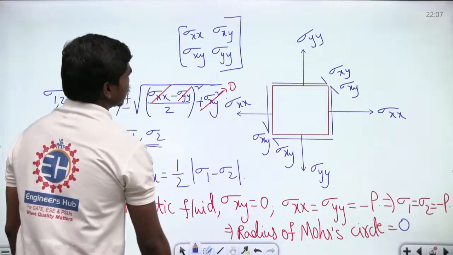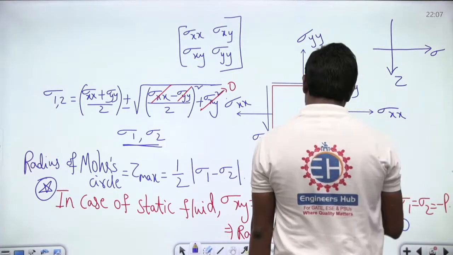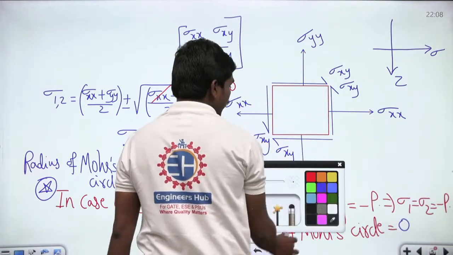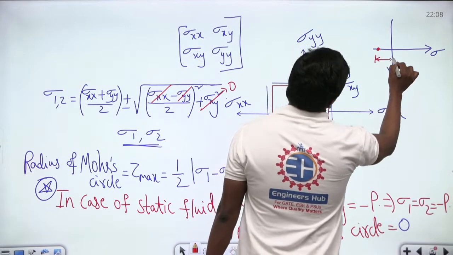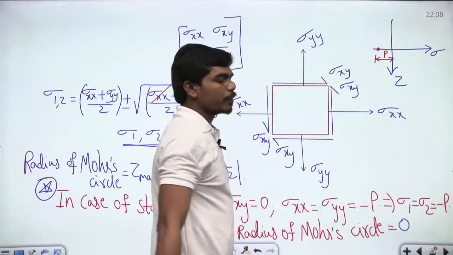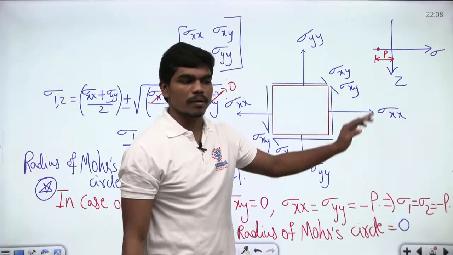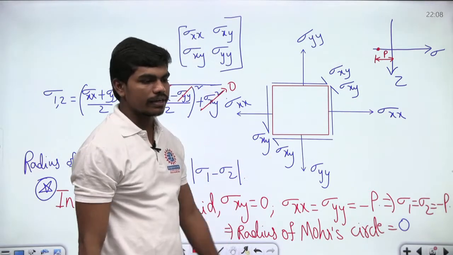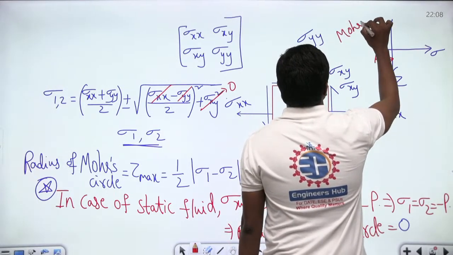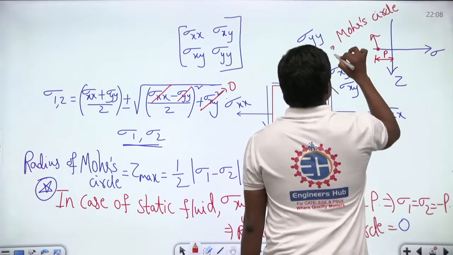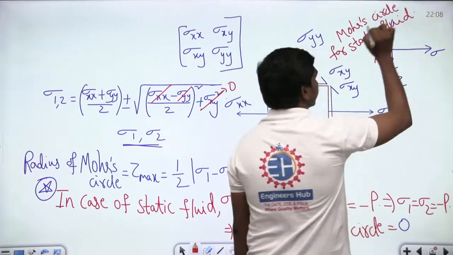In Mohr circle plots, generally, if this is your sigma and this is your tau, then sigma 1 is equal to sigma 2 is equal to minus P. So this circle becomes a point on the negative stress axis, okay, because the pressure is compressive in nature, so it has a negative representation on the sigma and tau plane. Is that clear? So this is the Mohr circle for static fluid. Is that clear to all of you?